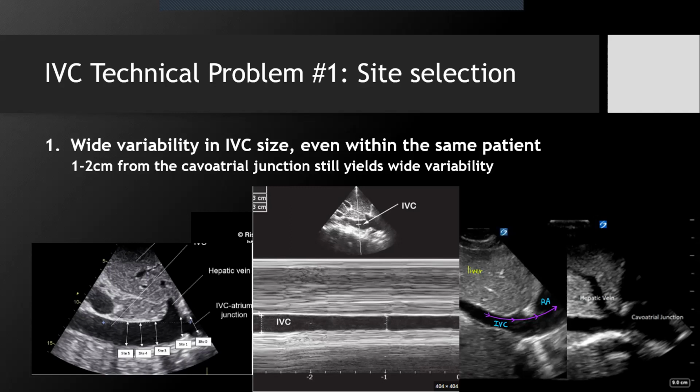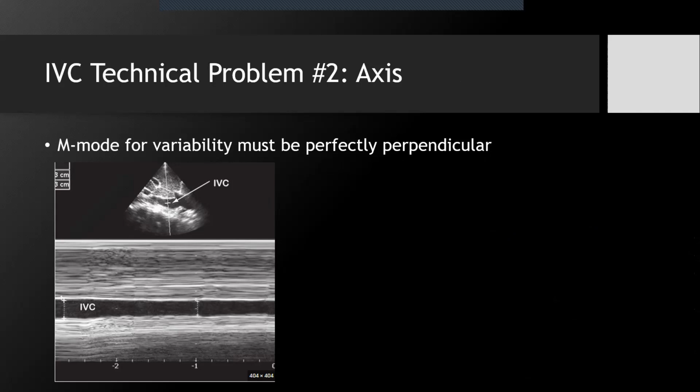Let's move on to the cylinder effect, or before I do that actually, number 2 is you have to be on the right axis. So if you're using M mode, or even if you're just on 2D and frozen and measuring a distance, if you're not perfectly perpendicular, you're going to falsely elongate or widen your IVC. I'll show you that here.